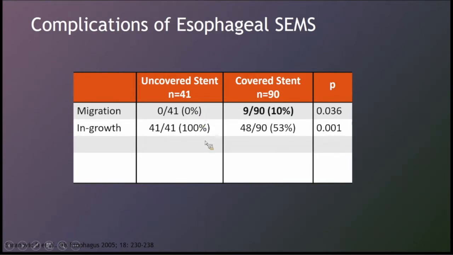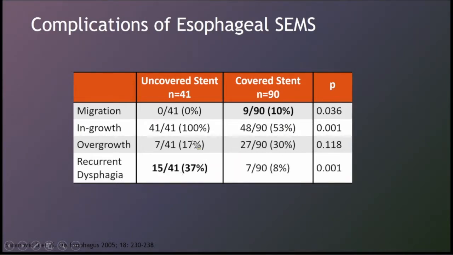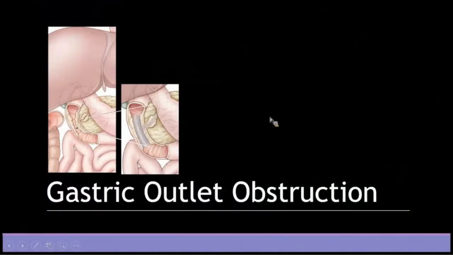The uncovered stents had a lot of ingrowth, so after a few months, the tumor would grow in, and you'd have to re-stent them. The covered stents don't have as much of that problem. Because of that ingrowth problem, the uncovered stents had recurrent symptoms. You had to stent them again, whereas with the covered stents it wasn't as much of an issue.